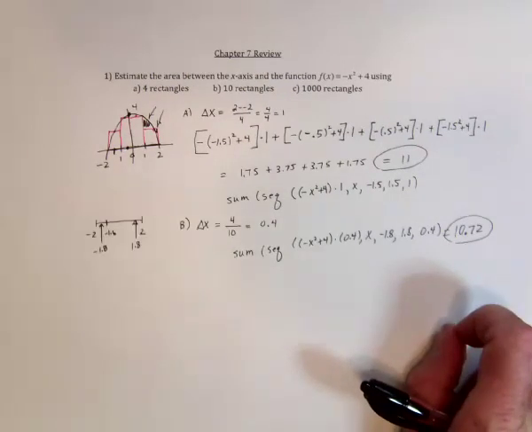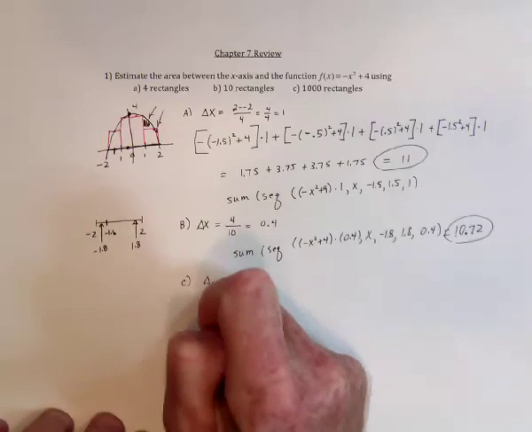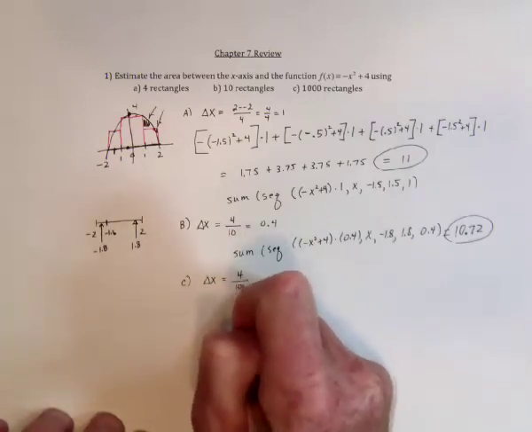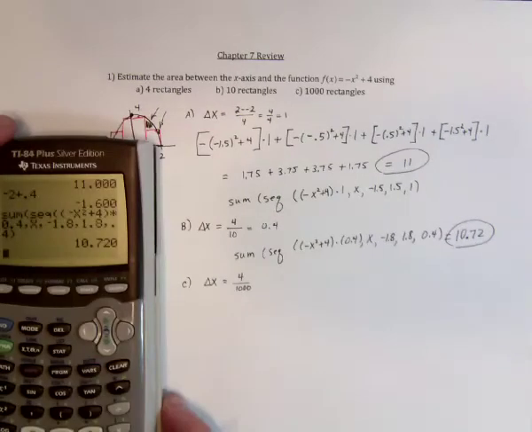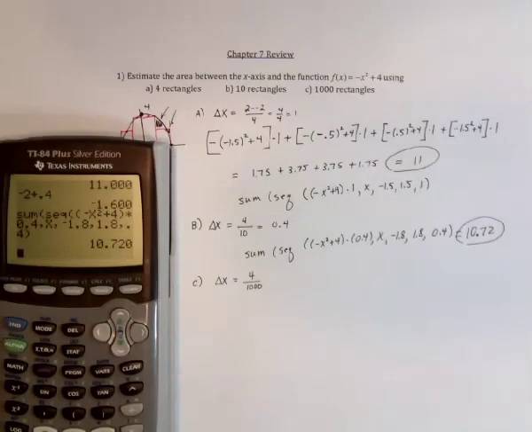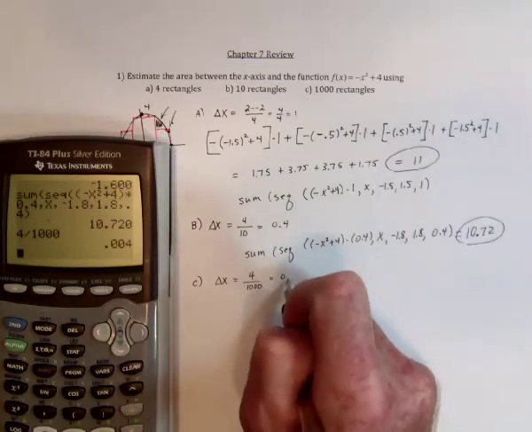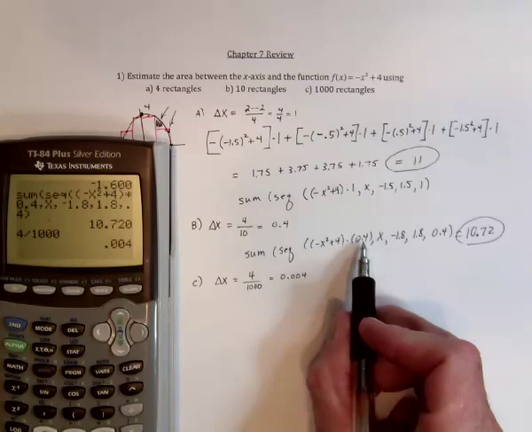Now do it with 1,000. So first of all, the width is going to be the original length of 4 divided by 1,000. So 4 divided by 1,000 is 0.004. So that's going to go right here, 0.004.